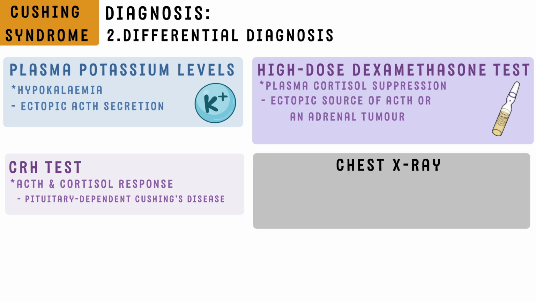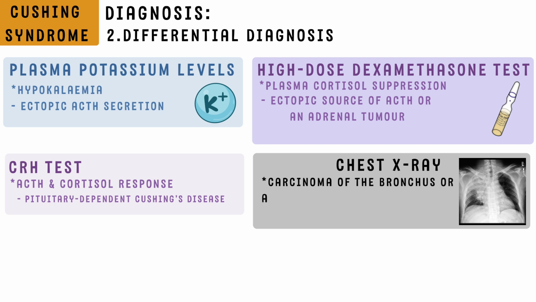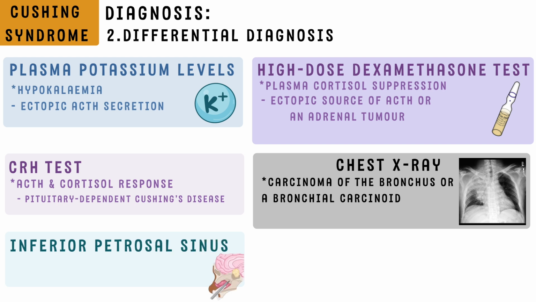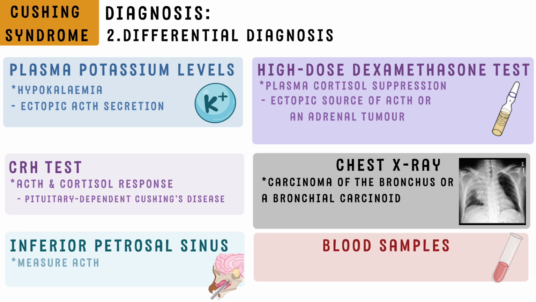Chest X-ray is used to look for a carcinoma of the bronchus or a bronchial carcinoid. A carcinoid lesion may be very small. If ectopic ACTH is suspected, whole lung, mediastinal and abdominal CT scanning should be performed. Further investigation may involve selective catheterization of the inferior petrosal sinus to measure ACTH for pituitary lesions, or blood samples taken throughout the body in a search for ectopic sources.